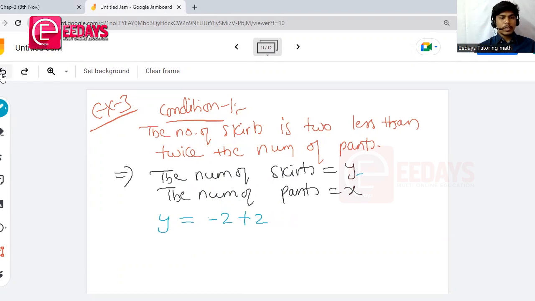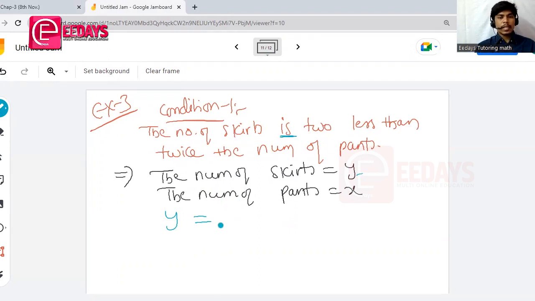Okay, for your understanding, I'm writing again. Understand carefully. Number of skirts. I'm stressing each and every point. Number of skirts, we don't know. That's why I'm taking y. y is nothing but is equal to. Ignore the 2 less than.